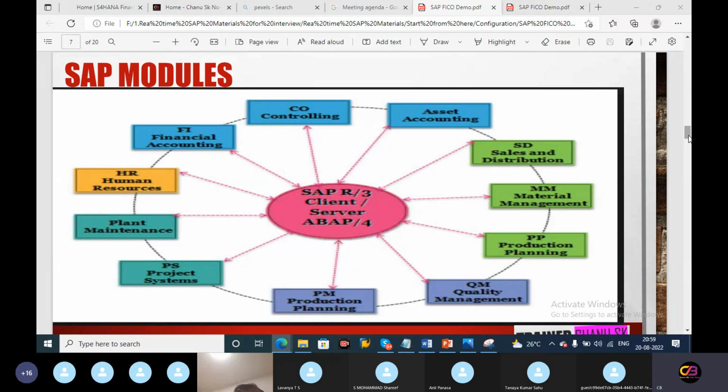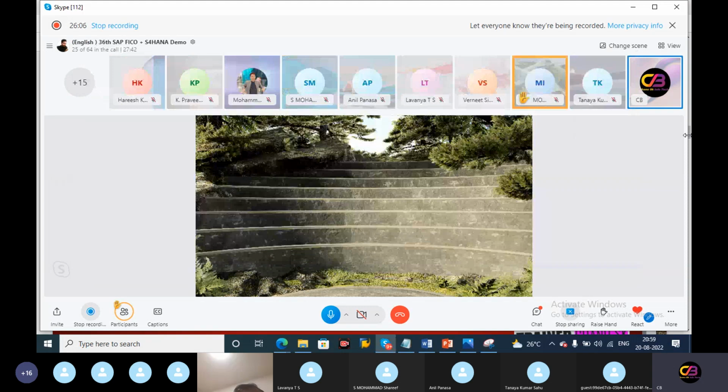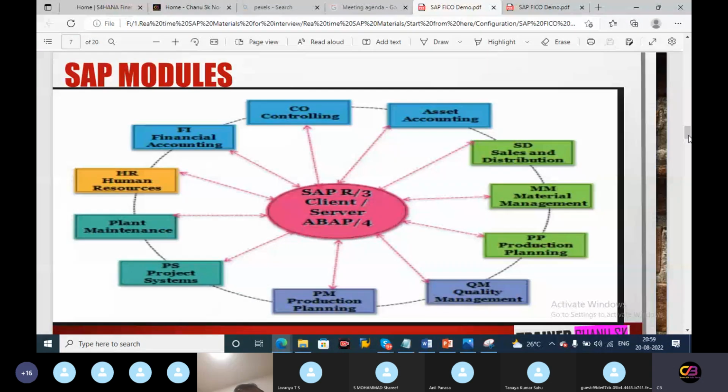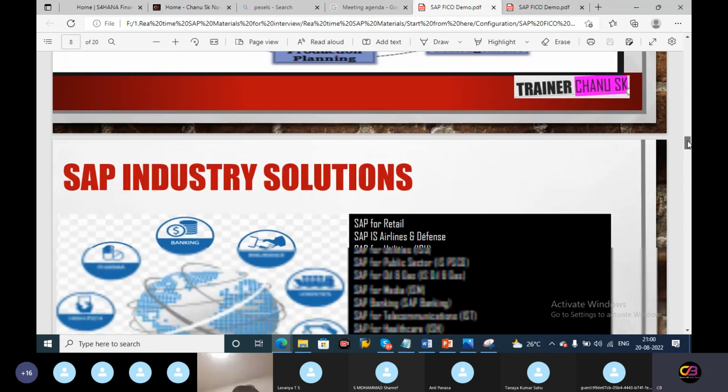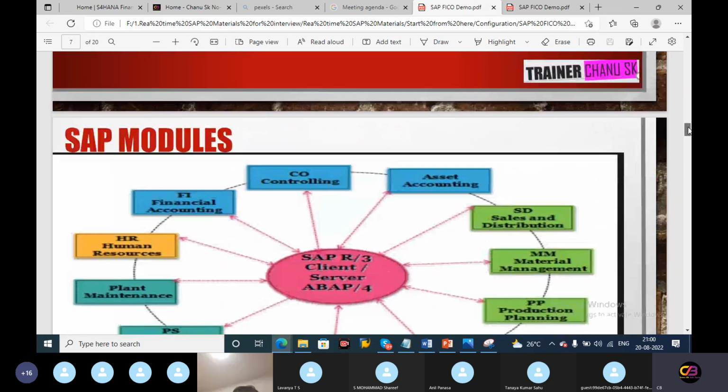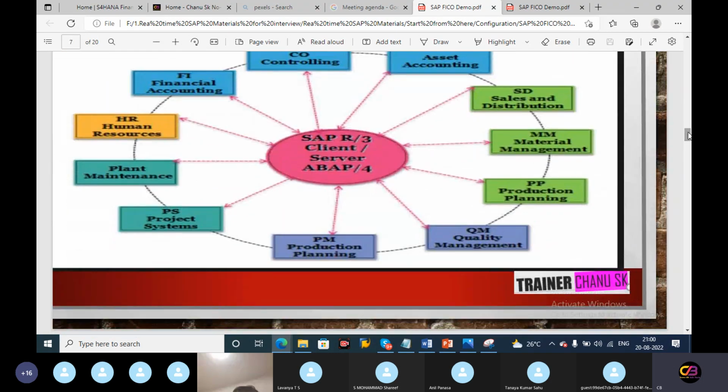Okay, see guys, that is the reason. So my suggestion is, please pick the SAP FI module or the module. That is the best choice for you guys. Other modules' demand is also there, but I cannot say directly that there is no scope for other modules in SAP.